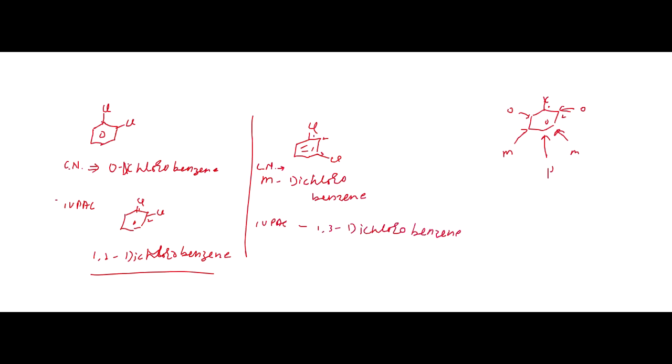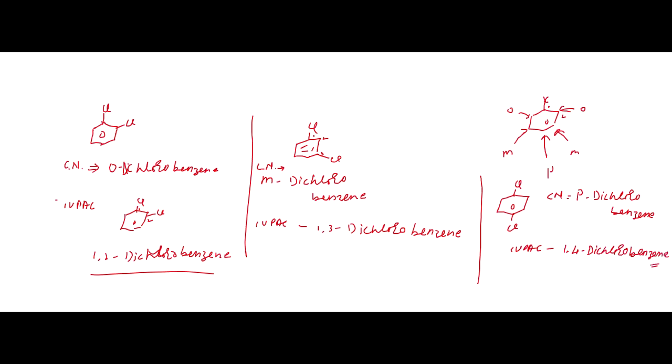Now the third one, we can mention this compound. Here it can be Cl, this is the Cl. So the common name, if I write, is para-dichlorobenzene. IUPAC, if you are talking about IUPAC, 1,4-dichlorobenzene. Can you understand, Sanoy? Yes, sir.